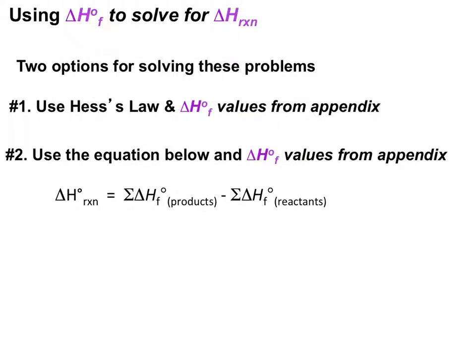Solving for the change in enthalpy of a reaction can be accomplished utilizing delta H of formation values. There are 2 approaches we can utilize when doing these calculations. Our first option is to utilize Hess's Law and our delta H of formation values from the appendices in the back of the book. We can also utilize this equation here along with delta H of formation values from the appendices to help us get our delta H of reaction. These 2 approaches are slightly different from each other, but they should give you the same result.